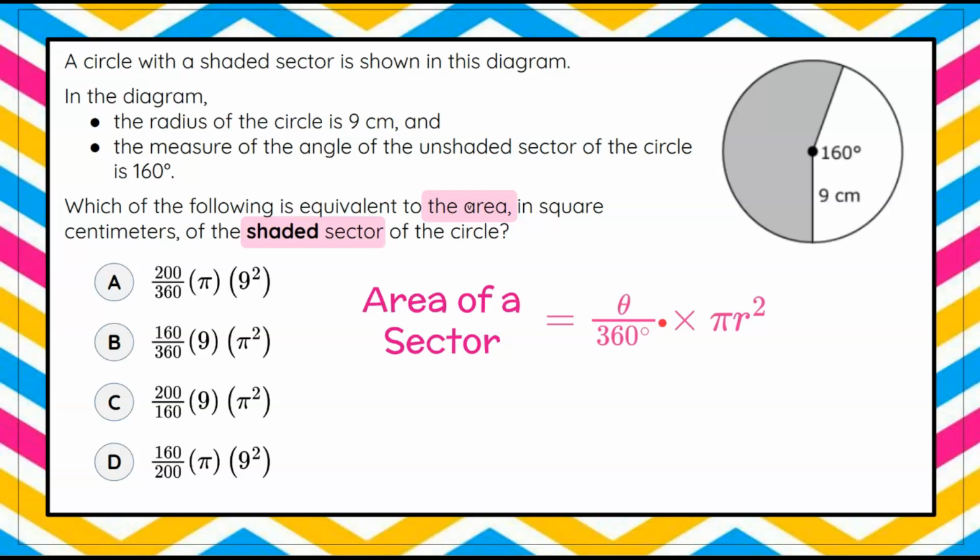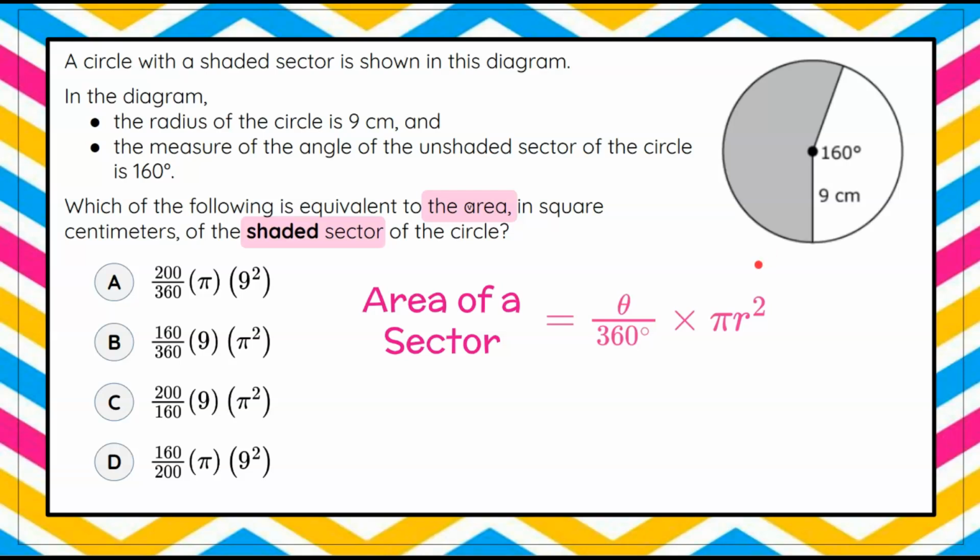So I think it's really important that when we have these geometry formulas, we understand what they are. So the area of a circle is pi r squared. Pi multiplied by the radius squared. That would be the area of the entire circle.